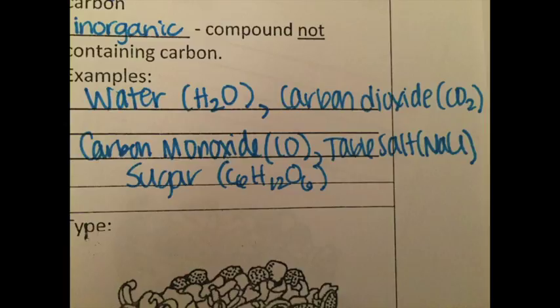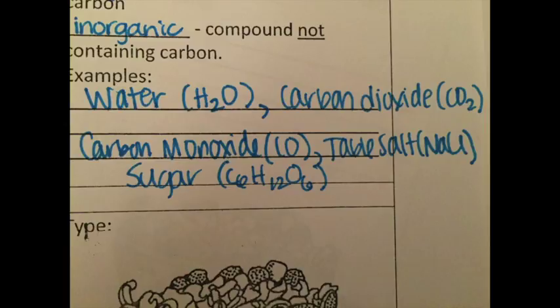So we have a few examples. One of them is water, which is abbreviated H2O, that's pure water. Carbon dioxide is CO2. Carbon monoxide is just CO. Table salt is a common compound, that's NaCl. And sugar is also a good example of a compound, it's C6H12O6.